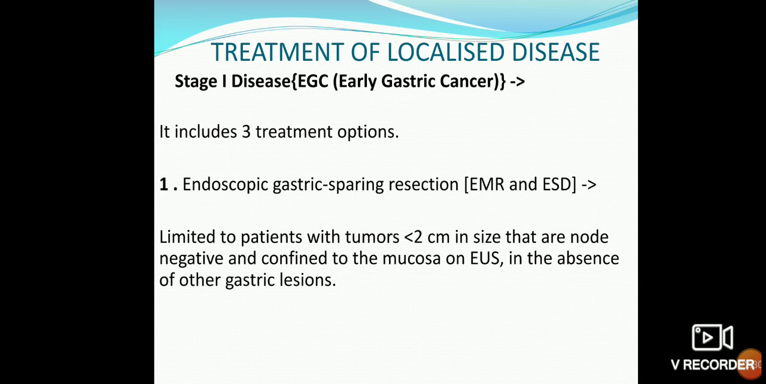Stage 1 disease, also known as early gastric cancer, includes 3 treatment options. The first is endoscopic stomach-sparing resection, also known as EMR and ESD. EMR is endoscopic mucosal resection, and ESD is endoscopic submucosal dissection. It is limited to patients with tumors less than 2 cm in size that are node negative and confined to the mucosa on EUS, in the absence of other gastric lesions. It is mainly carcinoma in situ, a carcinoma not infiltrating the lamina propria.